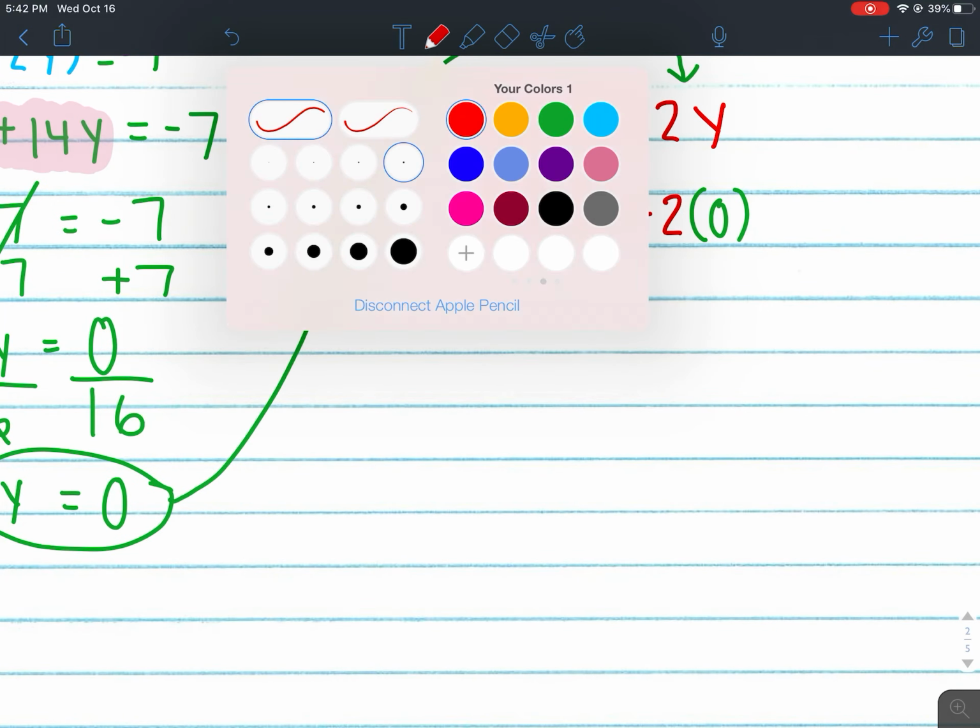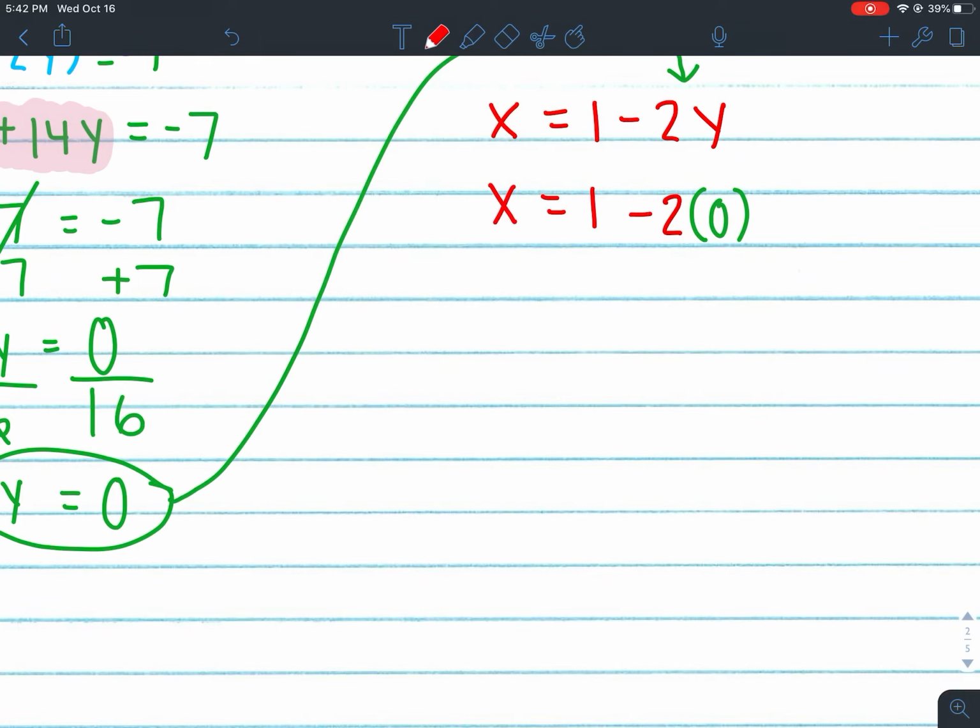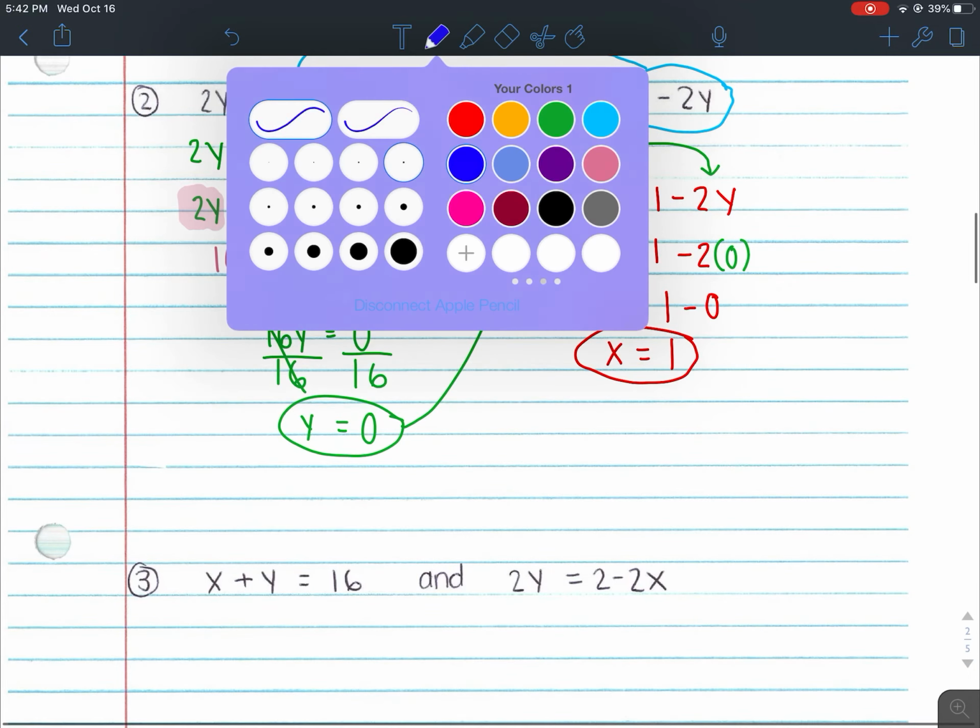And anytime I plug in, I always put parentheses. I'm trying to save you from making a mistake, so you always use parentheses. And you have x equals 1, and then negative 2 times 0 is just 0, so minus 0. So I have x equals 1. So this is the other part of my ordered pair.